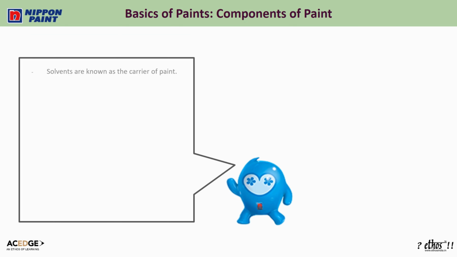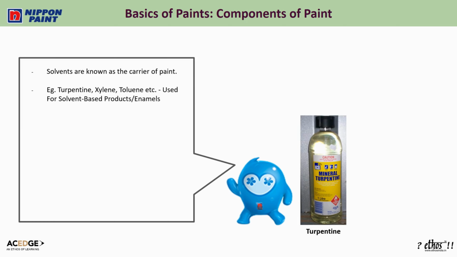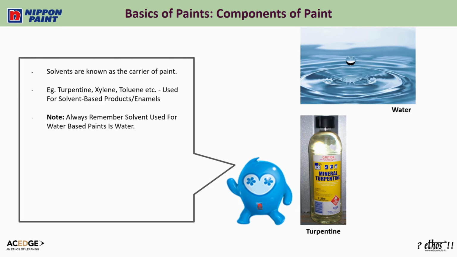Solvents are known as the carrier of paint. Some examples are turpentine, xylene, toluene, etc. They are used for solvent-based products or enamels. Always note that the solvent used for water-based paints is water. Some of its functions are they act as a carrier as mentioned, and they bring ease in application and dilution of paints.